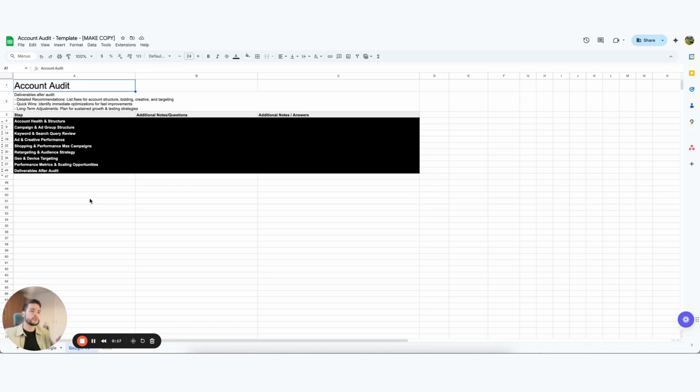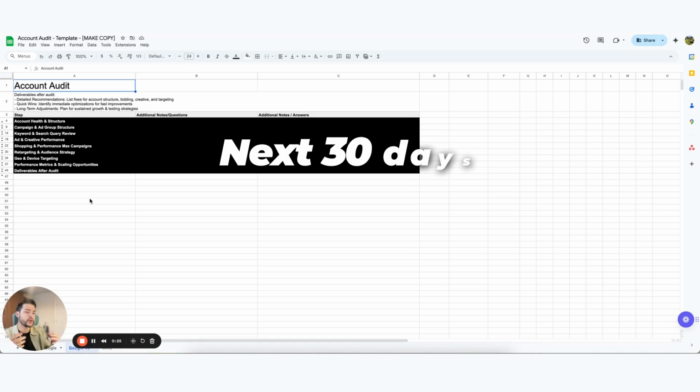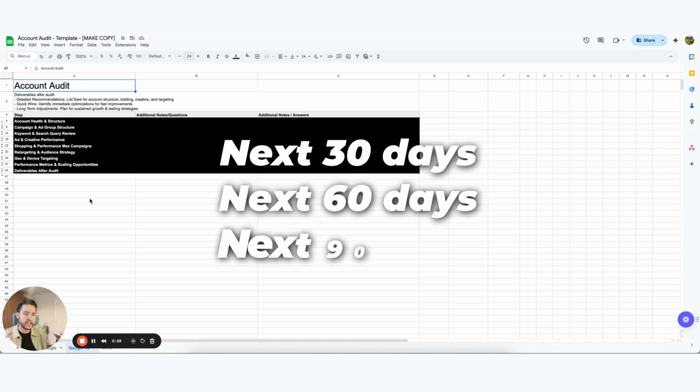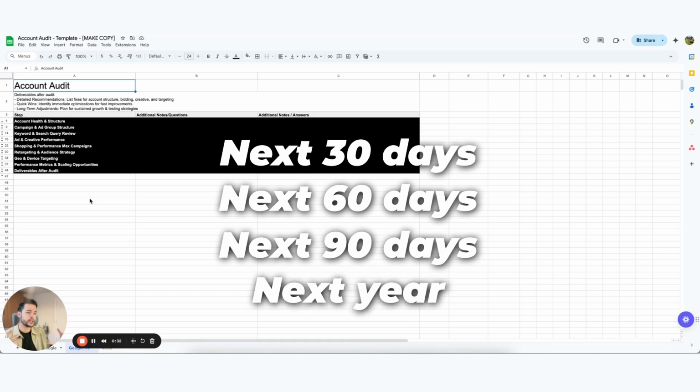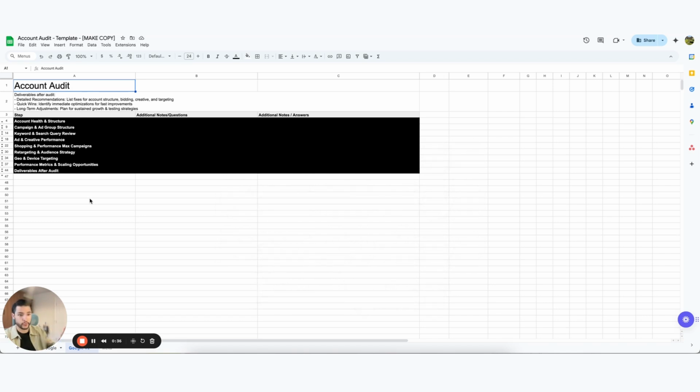So high-level purpose for the audit, right? To deliver detailed recommendations, quick wins, and in addition to that, long-term adjustments. So what are our next 30 days, our next 60, our next 90 days going to look like? If the account's big enough, what's the next year going to look like? If you, the brand, have targets for the quarter, for the year, it's helpful to ensure that you have your media planned out well in advance, so you know what inventory you can purchase into.